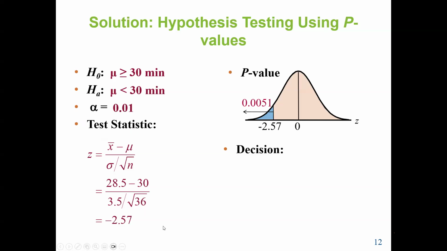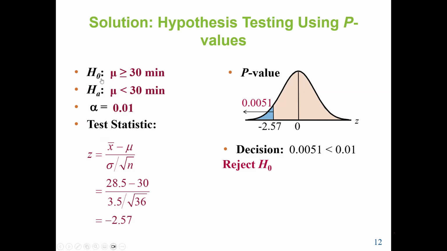Okay, go to the book and then we can find the p-value. But first, again, we draw this concept here and we have our Z value. We look at the table and we get 0.0051. So now it's 0.0051. It's way less than 0.01. So we are going to reject the H0.